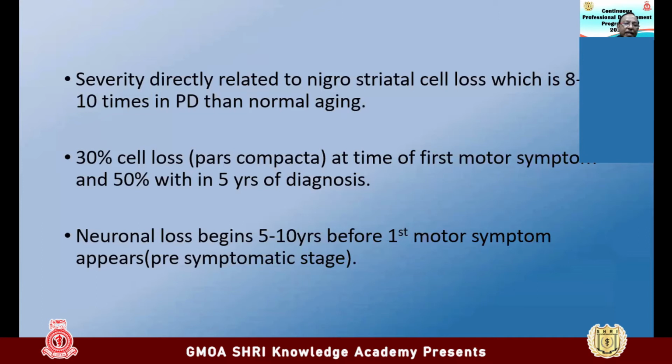So when do the symptoms come? They have found that about 30% of cells should be lost by the time the first motor symptom is diagnosed. But the important thing here is that in the next 5 years after you have developed this condition, another 50% of the cells will be lost and the disease progresses. They have also found that this cell loss actually begins 5 to 10 years before the first motor symptom appears. That is what we call the pre-symptomatic stage.